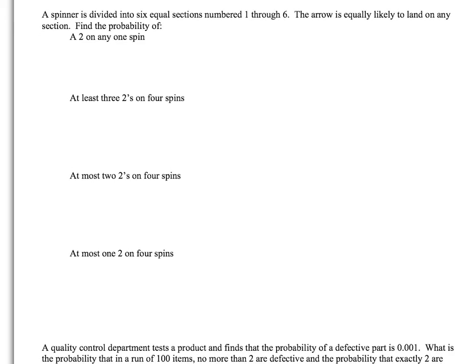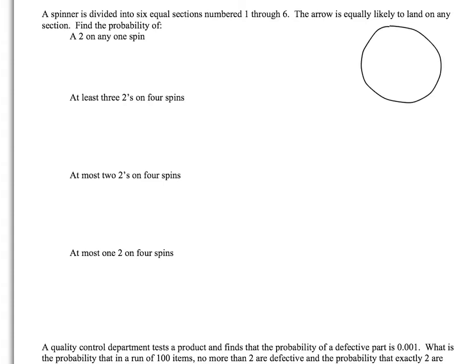A spinner is divided into 6 equal sections, numbered 1 through 6. The arrow is equally likely to land anywhere on the section. So if I were to just draw a little picture of it off to the side. Oops, that's a bad picture. 1, 2, 3, 4, 5, 6. Not much better, but you see I have 6 sections. They should be equal. Find the probability that I spin a 2. Well, the probability that I spin a 2 on anything is 1/6.